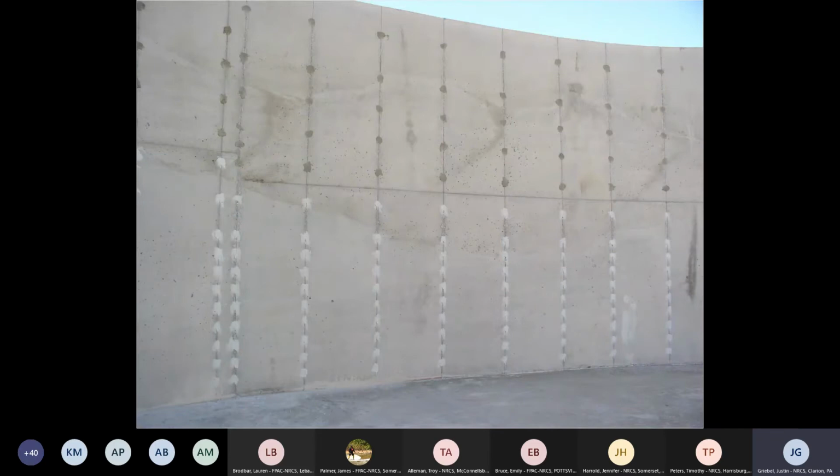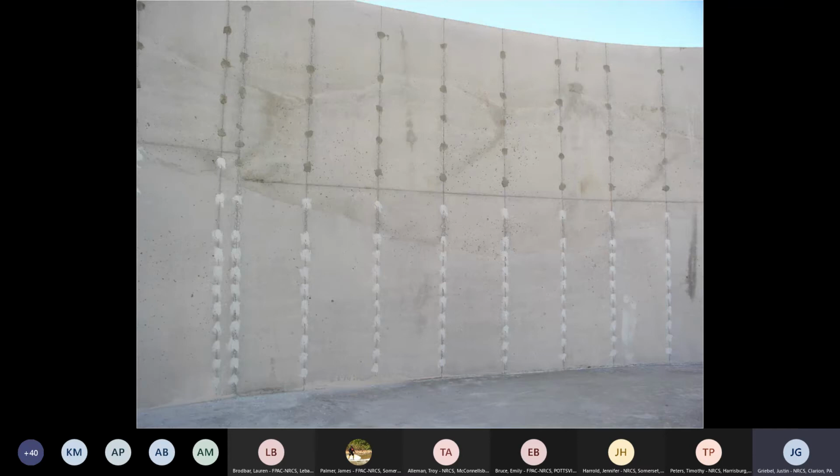And in this picture here, you can see the finished product. You can actually kind of see the lifts of concrete they put in. The lower half of the wall is a slightly different color, and above that concrete you can kind of see the seam where the two concrete pours met. Maybe with a little more vibration, you wouldn't see that seam as well.